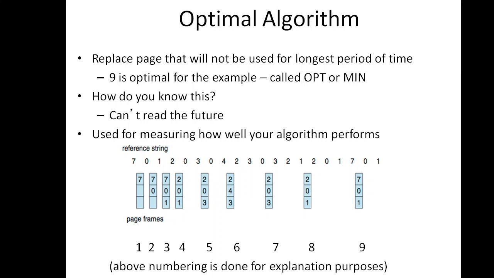I have to insert 7 now. I will compare with 2. 2 is not at all referenced. 0 is referenced immediately after 7. 1 is also referenced immediately after 0. Since 2 is not at all used after this, I can replace 2 with 7 at block 9. So the last frame has values 7, 0, 1. So with this optimal algorithm, only 9 page faults can occur here.